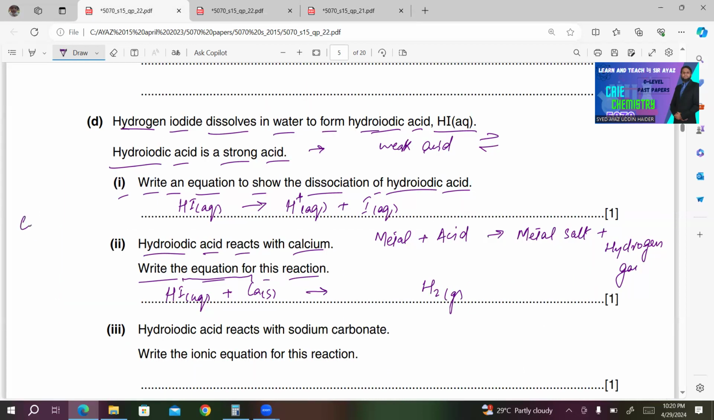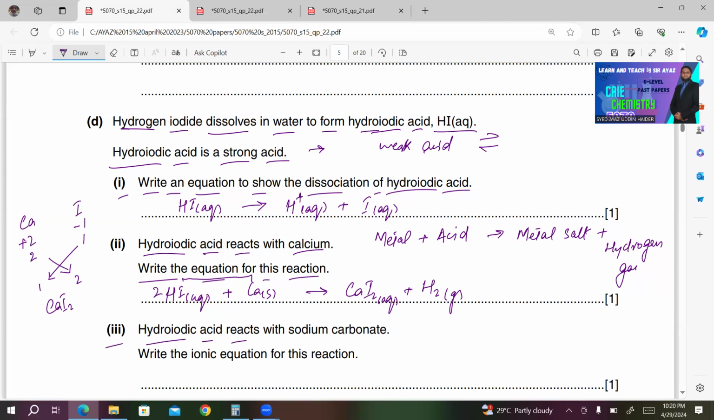We have CaI. +2 is the valency for calcium, -1 for iodine. Ignoring their charges, subscripts will be swapped. So you'll get CaI2. Calcium iodide, CaI2. You must get calcium iodide, CaI2. Let's balance the equation. The equation is now balanced.